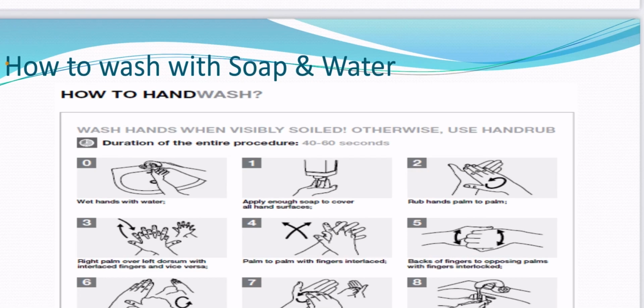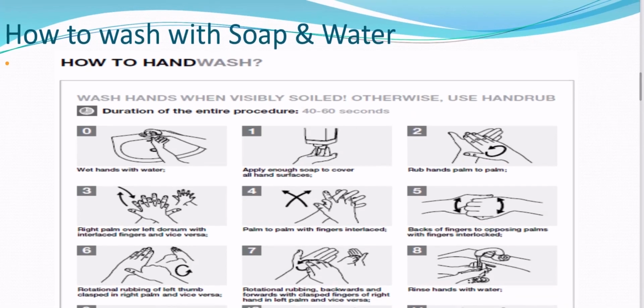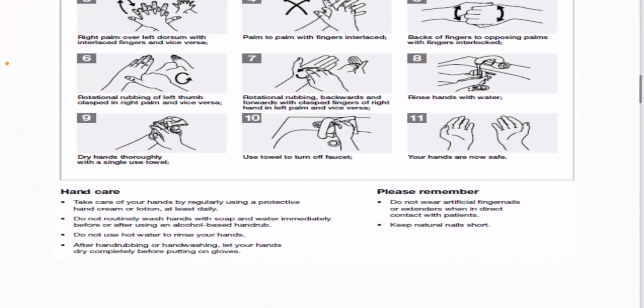The technique: First, open the tap, wet your hands. Take an adequate amount of soap solution. Apply palm to palm. Right palm over left dorsum, left palm over right dorsum. Between the fingers, back of the fingers opposing both sides, vice versa. Tips of the fingers. Wash your hands properly. Take the tissue. Dry your hands. Close the faucet with the same tissue. Your hands are clean.